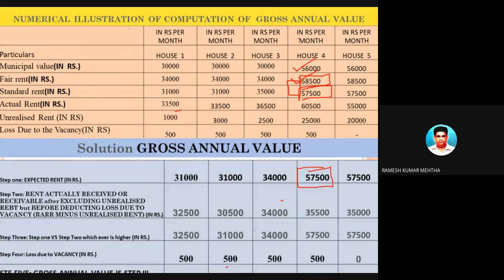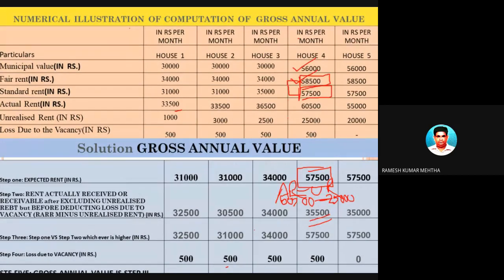Next is step number 2, that is actual rent minus unrealized rent. So the house property has been let out at an actual rent of 60,500 minus unrealized rent, which is 25,000. So a major part of the rent has been received. So 60,500 minus 25,000 is 35,500.